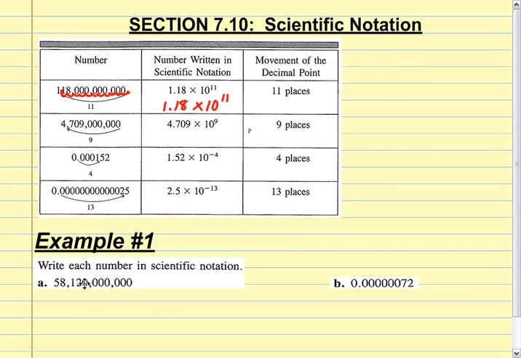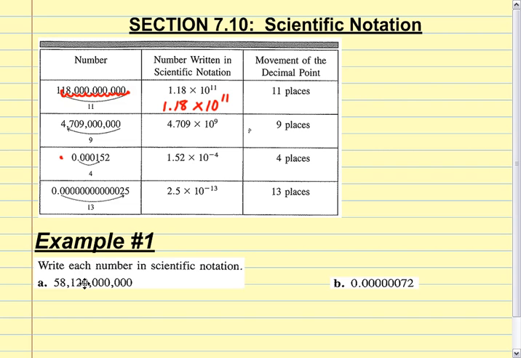Now, we don't really need to look at the next one. Let's look at this one here. It's a little bit different. Okay, this is 0.000152. Okay, what would that be? 152 millionths, I think. Okay?